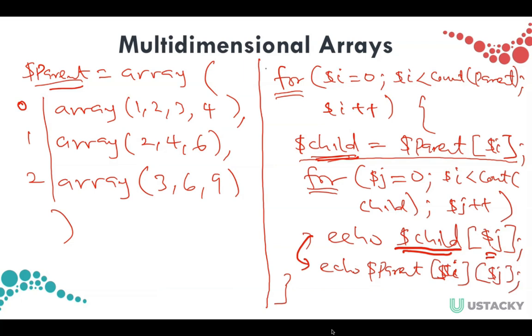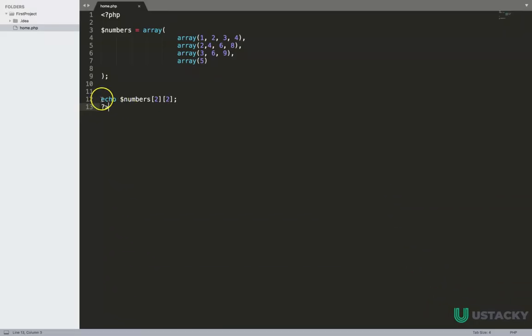Now let us code this in our IDE. So let us loop through this array. First of all, we can remove this. So for the parent array, we start from $i equals zero. $i is less than the count of the parent array, which is count of $numbers. We have $i plus plus. So here we can get each of the child arrays. So we have $child, the same thing as $numbers, which is the parent array, $i.